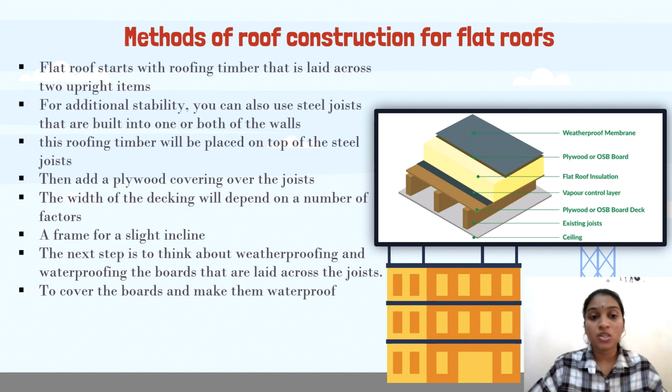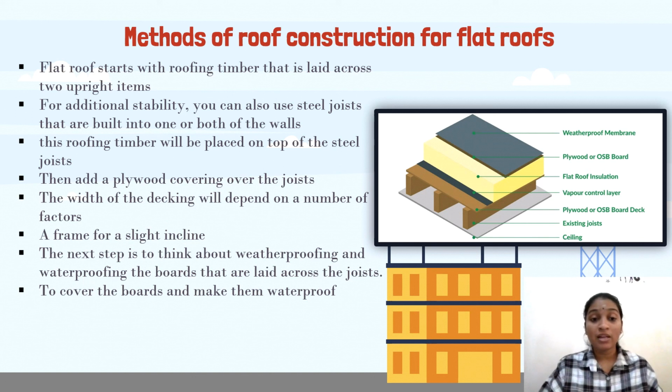The basic construction of a flat roof starts with roofing timber that is laid across two upright items, usually two walls. For additional stability, you can also use steel joists that are built into one or both of the walls. This will give additional stability to the roof structure. Then this roofing timber will be placed on top of the steel joists which are built into the walls. In some cases it is actually cut into steel, but in most cases it will be simply laid on top of the steel joists. You can often consult an online chart to find the optimal distance based on the width and span of the roof. Generally speaking, the bigger the roof, the more joists you will need to hold up the roof.